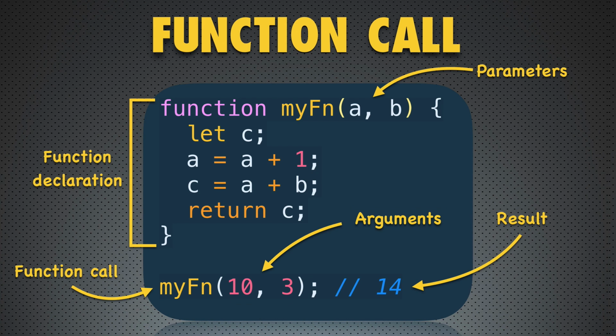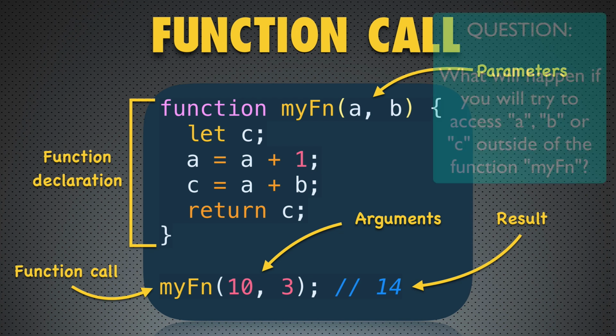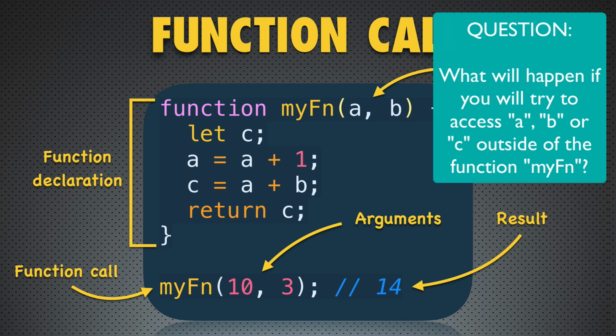So in this example, a and b at the first line are parameters, and 10 and 3 on the last line are arguments. And what happens under the hood is that parameters are assigned corresponding values of arguments. And this happens each time when you call a function. One more question to you. How do you think what you will get if you will try to access a, b or c outside of the function, for example, using console log?